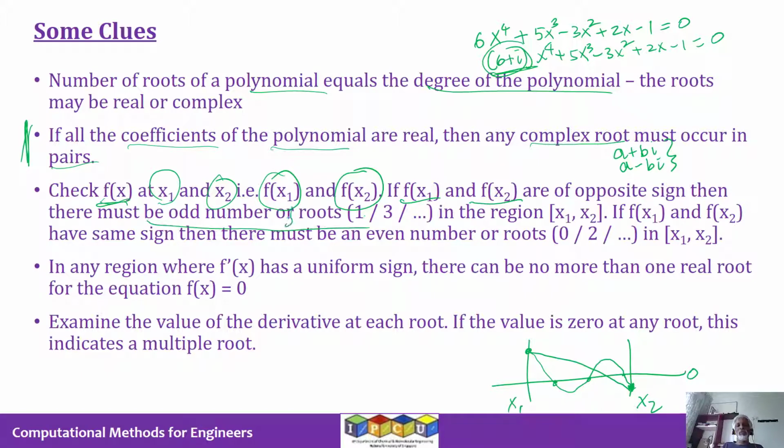So this should be an odd number of roots. And if f of x1 and f of x2 have the same sign, then there must be an even number of roots, right?